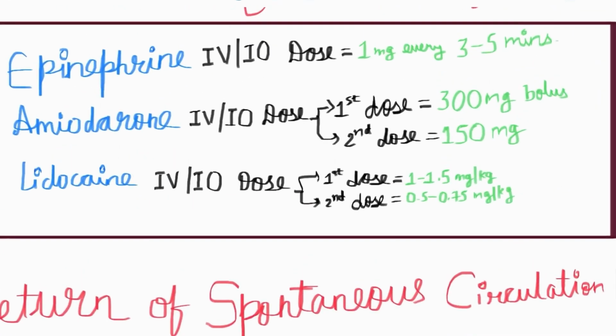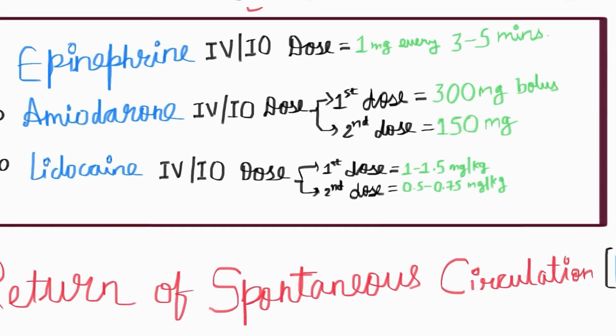Now the dosage of the drugs. For epinephrine, it's 1 mg every 3 to 5 minutes. For amiodarone, the first dose is 300 mg bolus and the second dose is 150 mg. And for lidocaine, the first dose is 1 to 1.5 mg per kg and the second dose is 0.5 to 0.75 mg per kg.